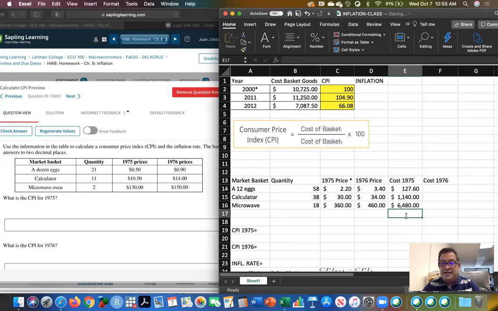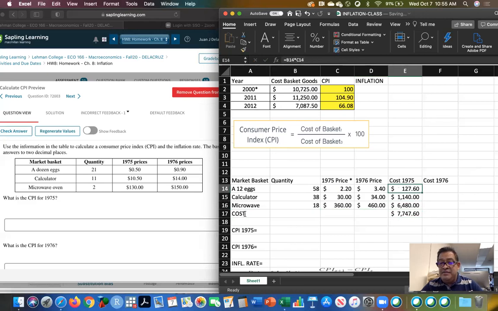So we have in Excel a nice function that says sum, parentheses, click on the first observation, highlight your information, close your parentheses, and that is gonna give you the summation of all of this, right? So far, we have the cost also. Let me put it in capital letters. So the cost of the basket of commodities in 1975.